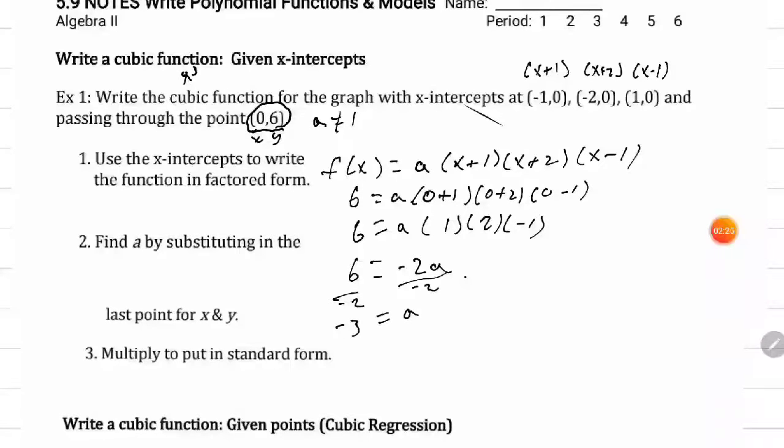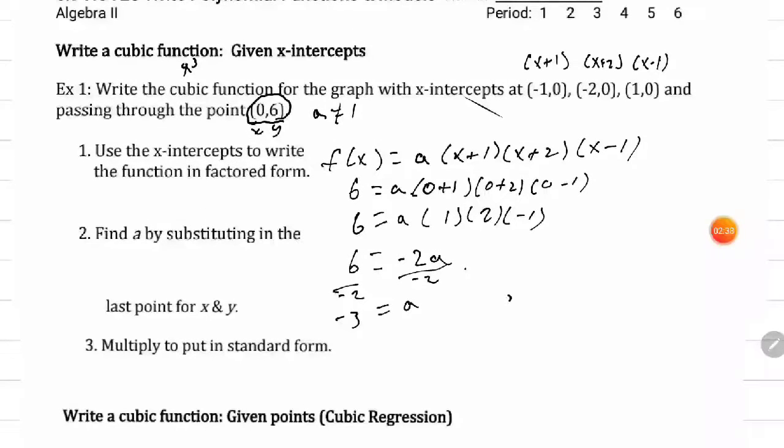Okay. And then the last step, actually, there's one more step. So after this, I'm going to rewrite our equation. f of x is equal to -3 times x plus 1, x plus 2, x minus 1. Okay. And now they wanted us to write it in standard form. Actually, the example didn't say it, but our step here wants us to. So in order to do that, we're just going to FOIL everything. Well, or, multiply everything out.